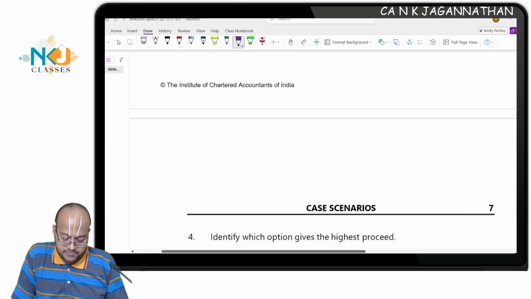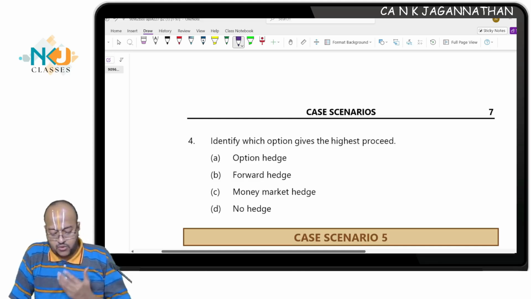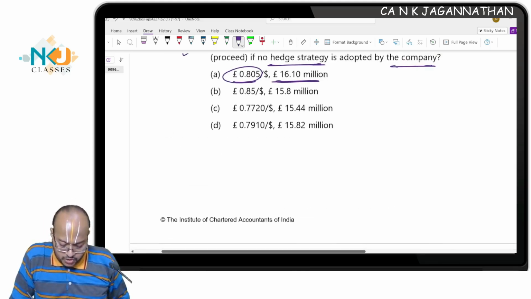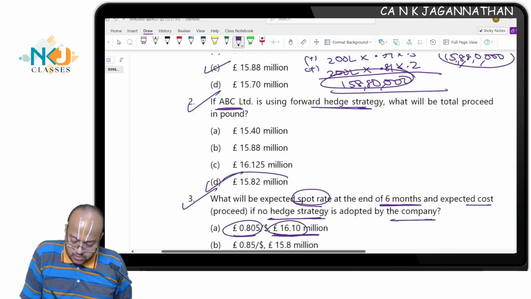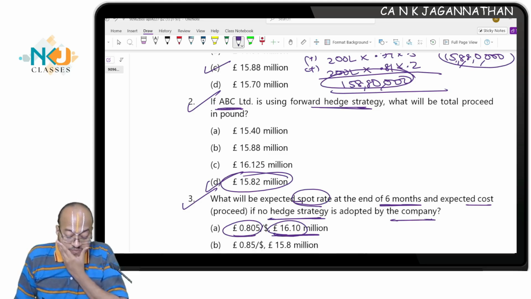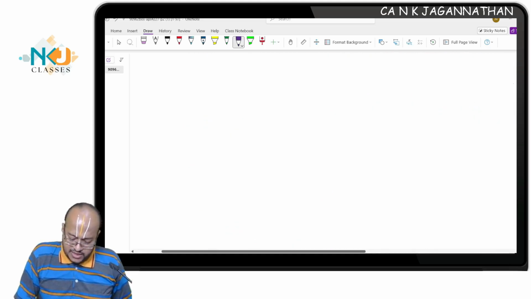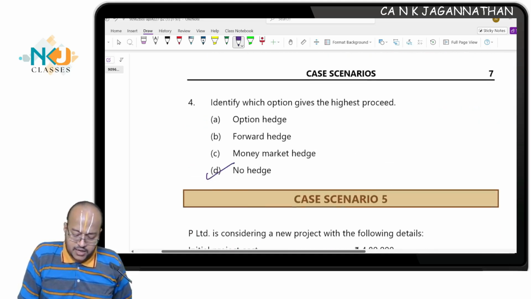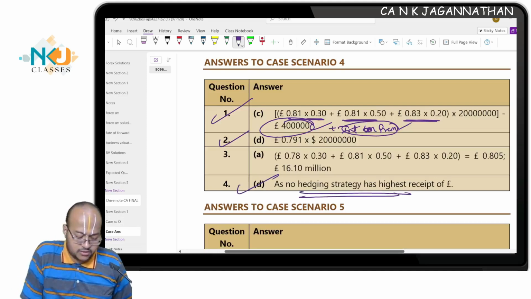This is the solution. Next, identify which option gives the highest proceeds. Now, no hedge option, I know the proceeds, 16.110 million. Forward hedge gives a receivable amount of 15.82 million in pound, and you have 15.88. So which is the highest? I think the no hedge option is the highest. D should be the solution. Are you all comfortable? The no hedge option is the best option.